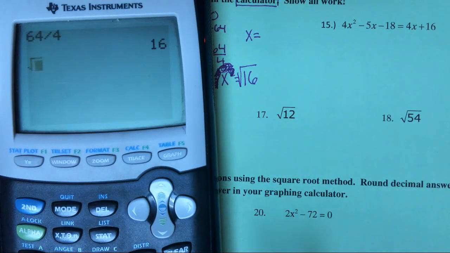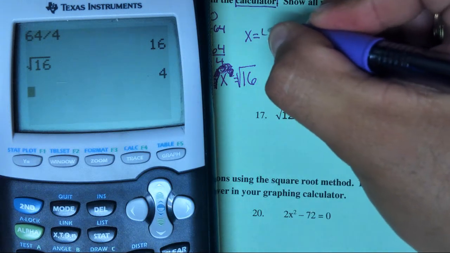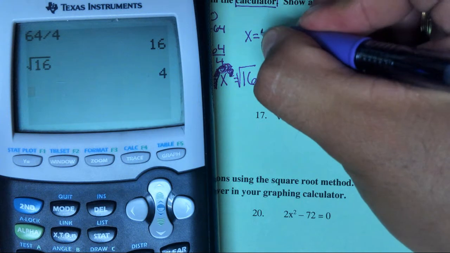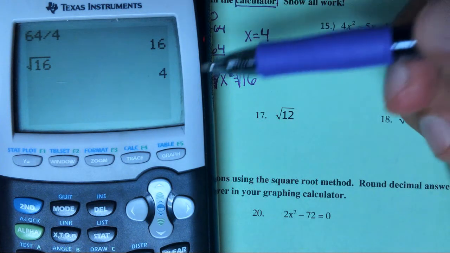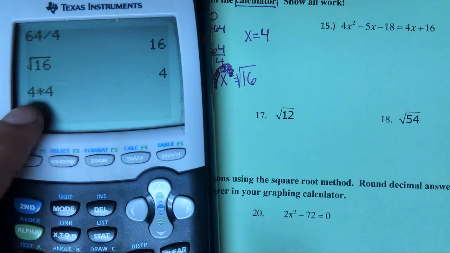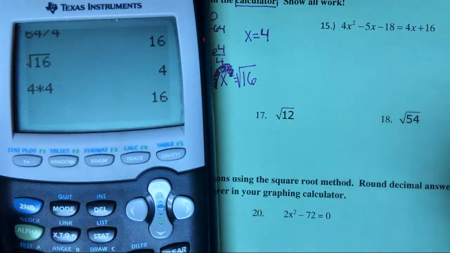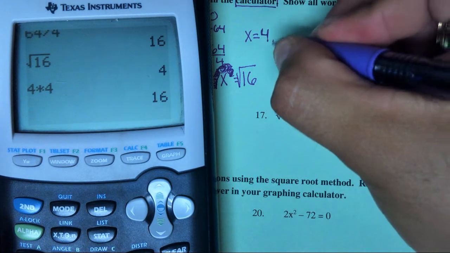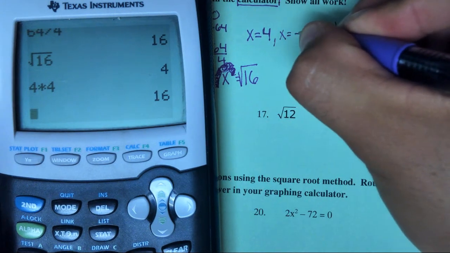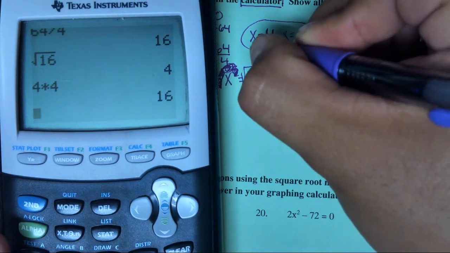So the square root of 16, which is a perfect square, is 4, so our solution is 4, but that's not our only solution. Remember that the reason we have 4 as a solution is because 4 times 4, if I multiply it by itself again, I should get right back to 16. So technically I also have a second solution, which is negative 4.